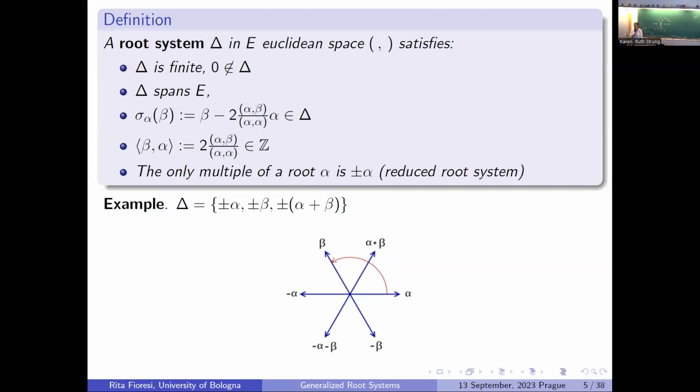What I'm saying is that there is this dual picture. Now, we are asking that this reflection belongs to the system, but the last requirements are these. The number 2 alpha beta over alpha alpha, called the Cartan integer, belongs to the integers. This is a very strong requirement, and we're going to see that in generalized root systems, we relax it. And then there is the last requirement saying that you don't want multiples of roots.